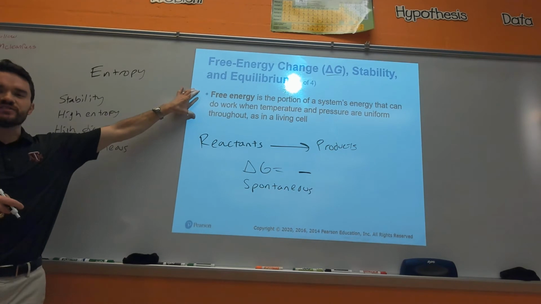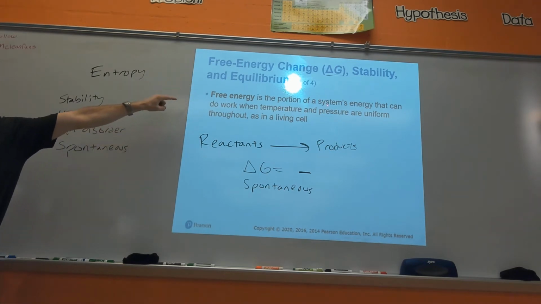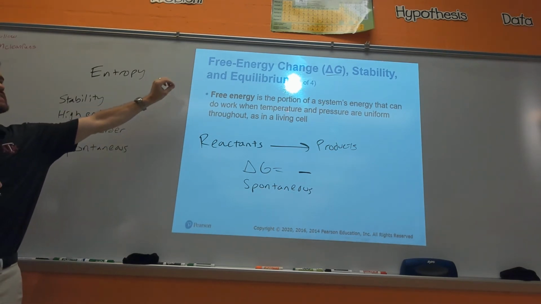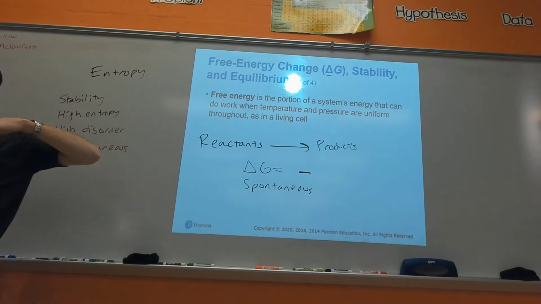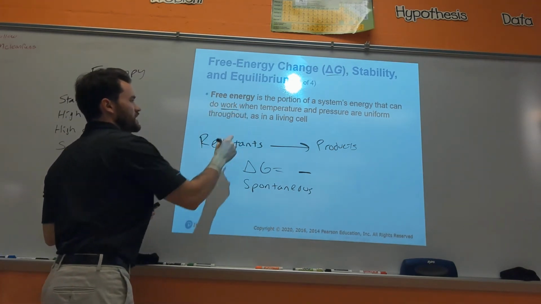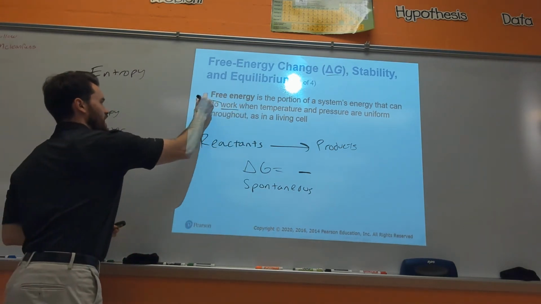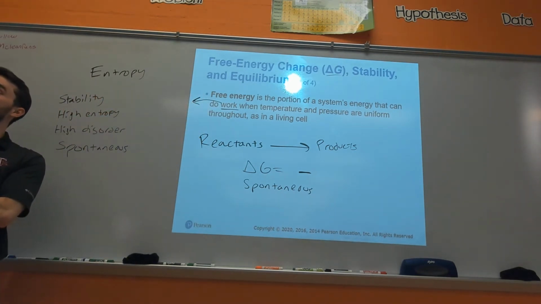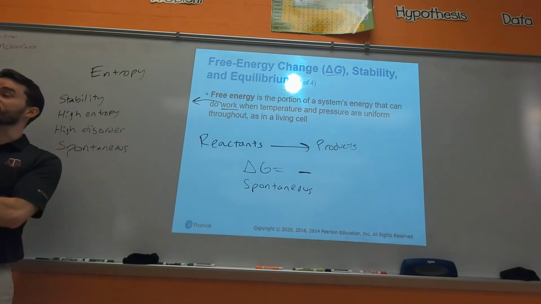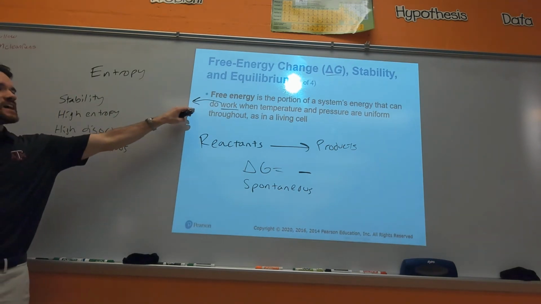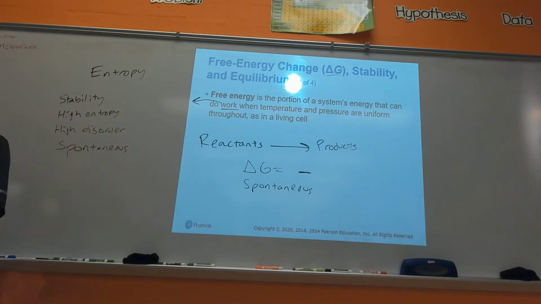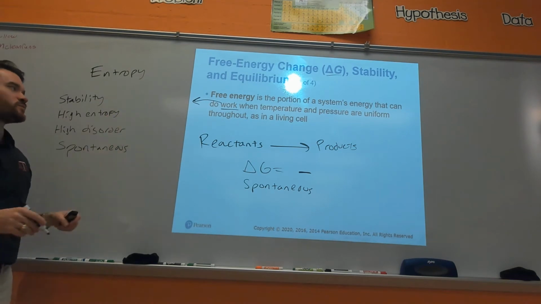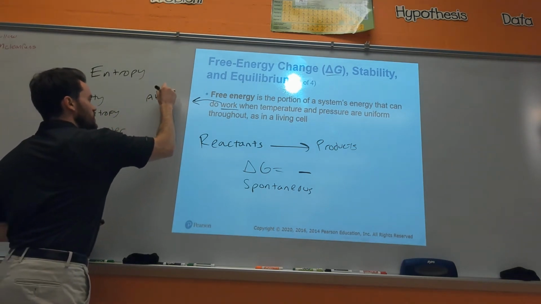Another thing with free energy. We say free energy is the part of the energy of the system that can do work. So, anybody remember, what was the definition of work I gave you for biology? For physics, we said it was force times distance, or displacement. But I said when you think of work in biology, think of it a little bit differently. Yeah, ability to cause change. That's what we think of.